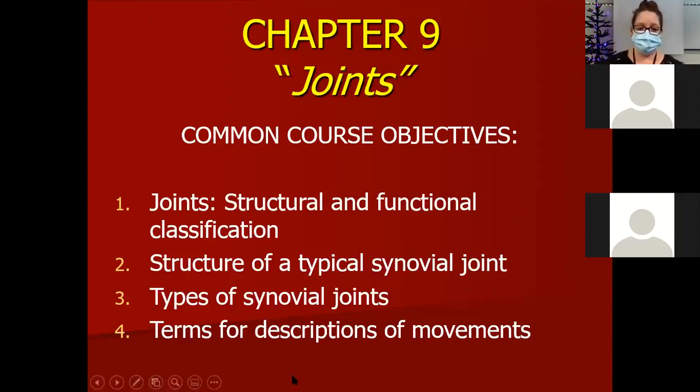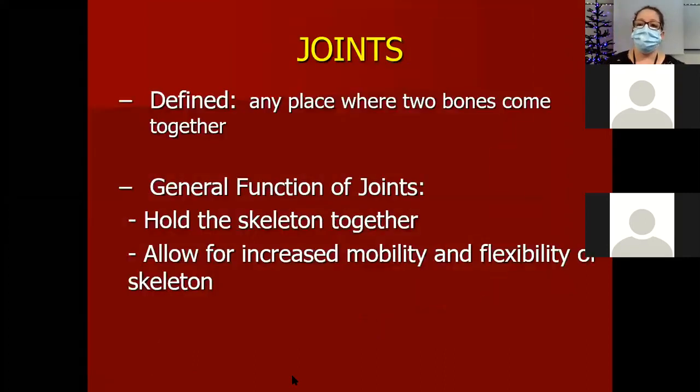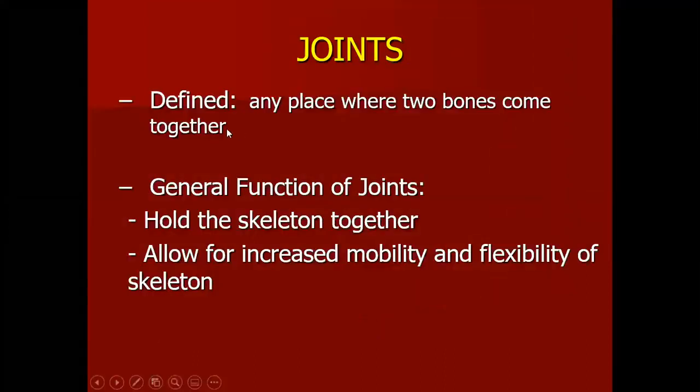Okay. There we go. Joints are any place where 2 bones come together. That is the definition of a joint. The general function of joints is that they hold the skeleton together. So your joints can be cartilaginous. Well, they are cartilaginous, and they can be either fibrocartilage or hyaline cartilage. And so that holds the joints together along with tendons and ligaments. The purpose of joints is to allow for increased mobility and flexibility of the skeleton.